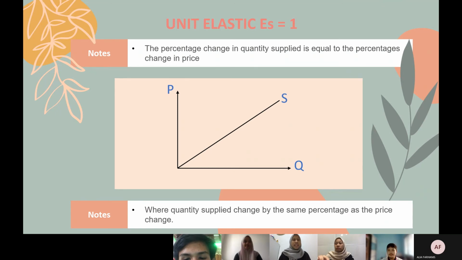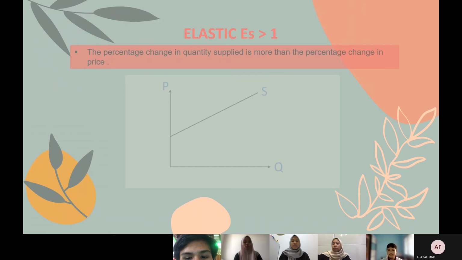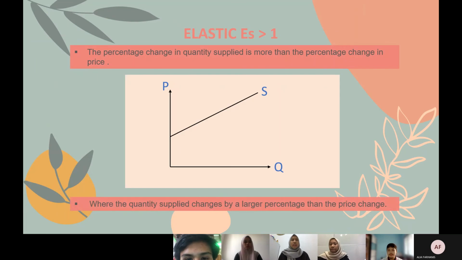Next slide is elastic, ES more than 1. The percentage change in quantity supplied is more than the percentage change in price, where the quantity supplied changes by a larger percentage than the price change. For elastic supply, we show that the percentage change in quantity supplied is bigger than the percentage change in price.